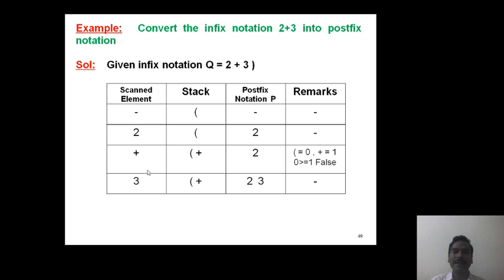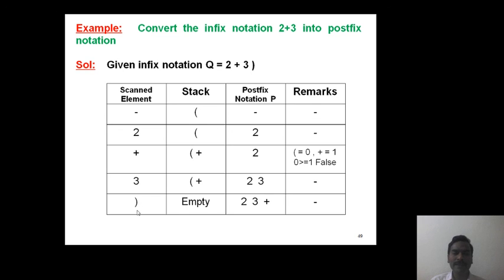Now the next scanned element is 3. 3 is an operand. Hence add it to P. Now the status of P is 2, 3. Still the stack is not empty. So the next scanned element is the right parenthesis.